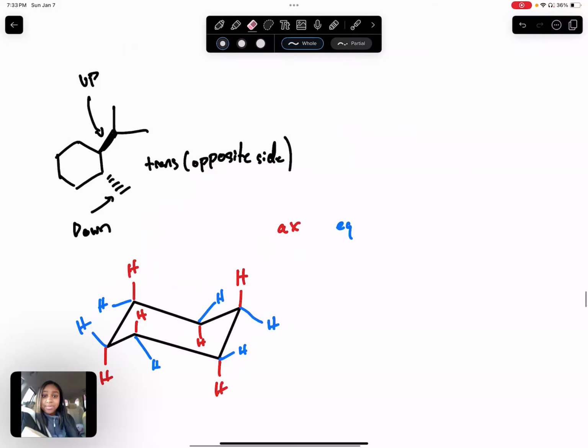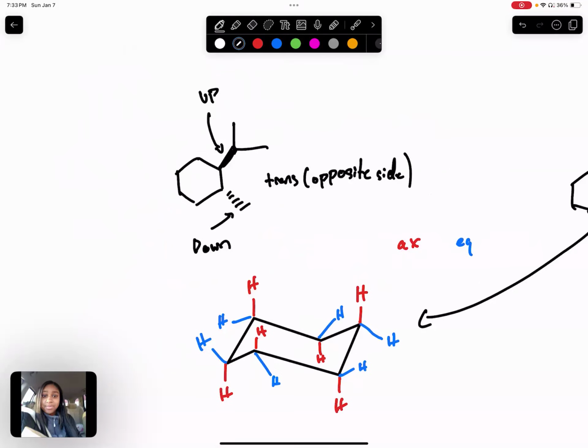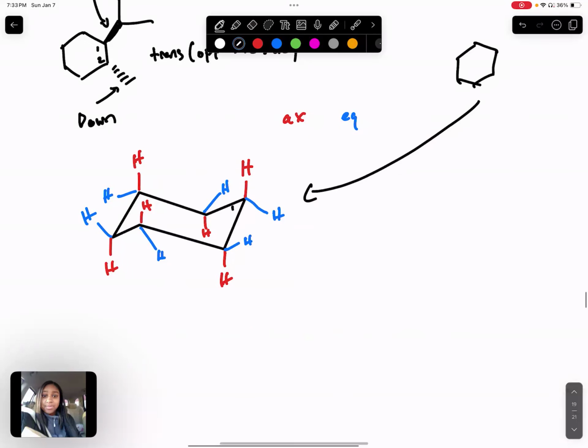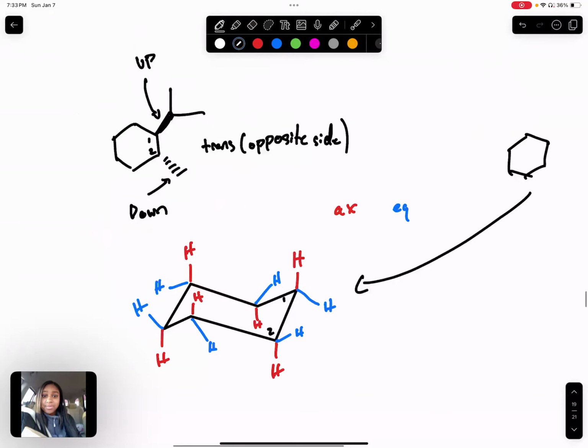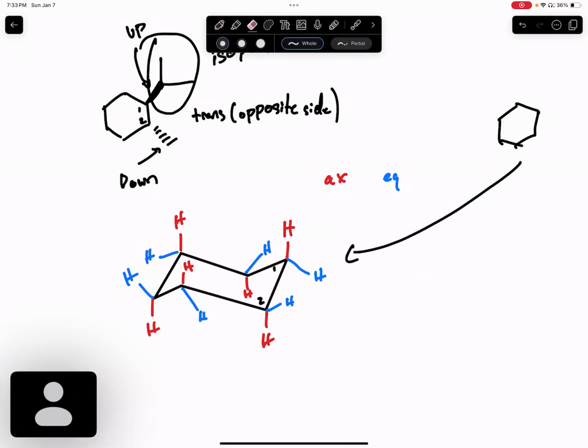This structure is just a simple cyclohexane. There are no substituents on it. In this case, I'm giving it 2 substituents, at carbon number 1 and at carbon number 2. Is it pointing up or is it pointing down? Is the isopropyl group pointing up or pointing down? Up. Thank you. So what position would it be in? The axial. Yes, correct.